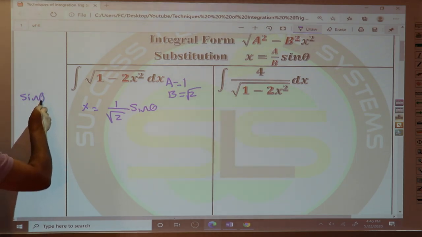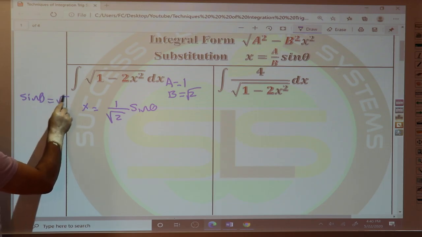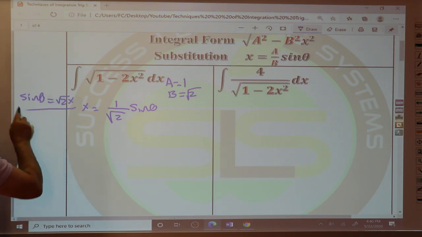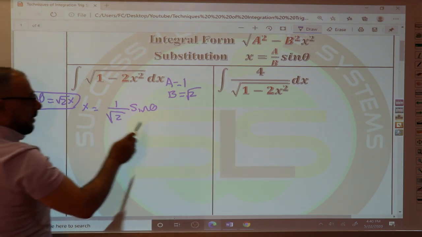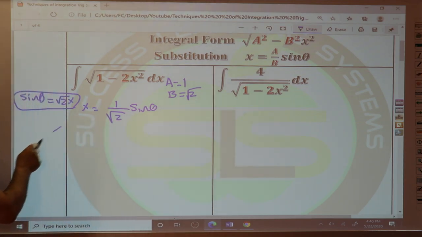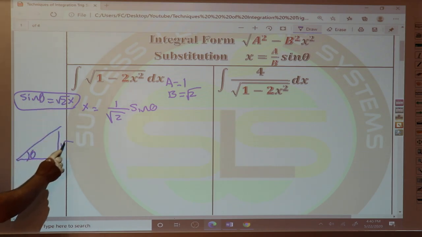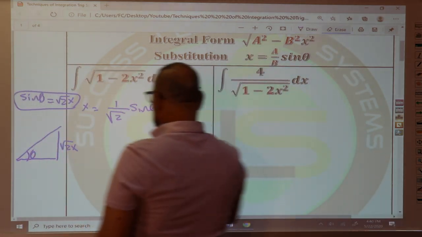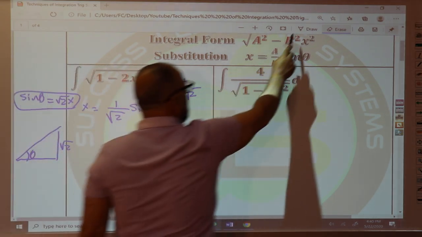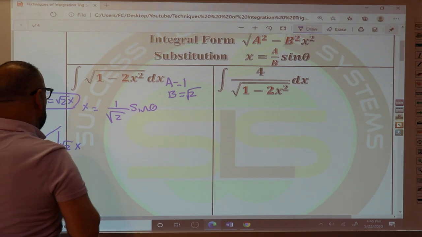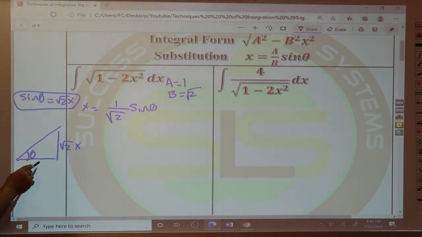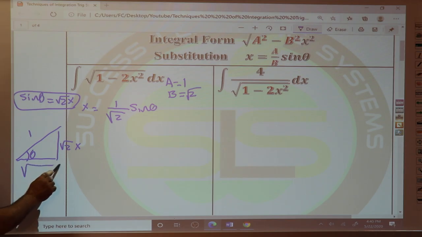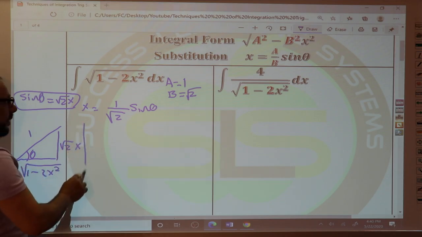Sine theta equals square root of 2x, you can see this, guys? Drawing a triangle will help me. I'm going to keep the triangle here. Theta, square root of 2x, and here 1, and here I told you the trick, this one minus the same as that one. Now finish your problem.